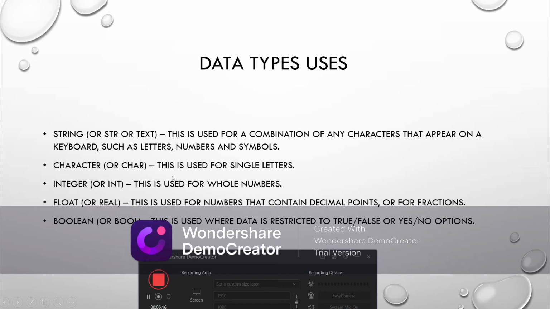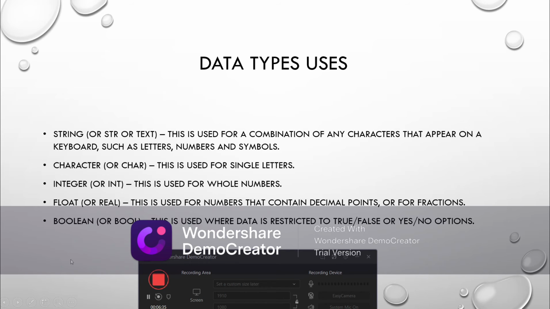Next, you have the characters. This is used for a single letter. So within a program, if you want to store one single letter, if you want to store A, or B, or C, or D, it is one single letter, you use the data type char.